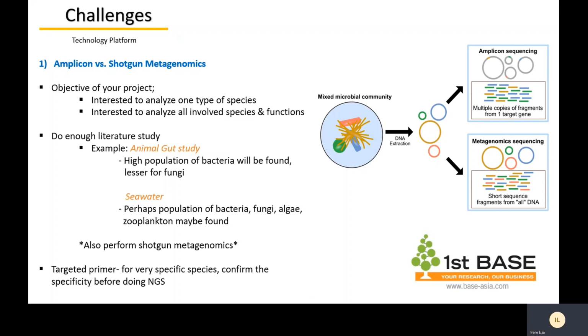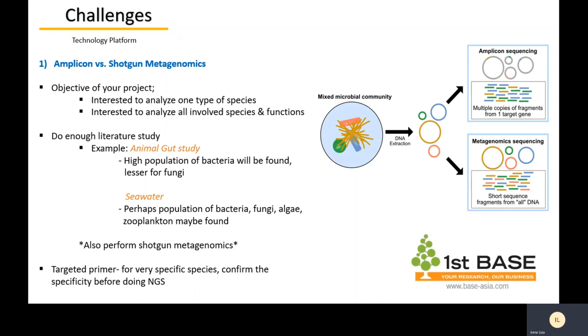Now, technology platform. How do I know what to choose? How do I know whether I want amplicon or shotgun metagenomics? So know the objective of your project. Okay, are you interested to analyze one type of species, or are you interested to analyze all involved species and the function? This is the first thing that you need to get right, and then do enough literature study.